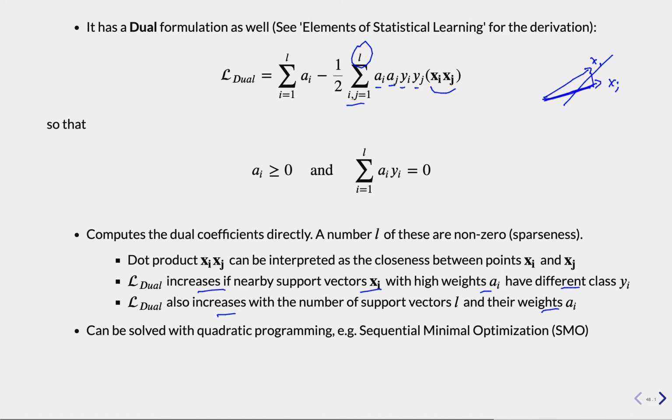So we want those support vectors to be on the right side. So we don't want two support vectors nearby to have a different class. And that's it, basically. This can be solved with quadratic programming. And there's a very well-known solution which is called sequential minimal optimization. It's an iterative technique that allows you to optimize this.